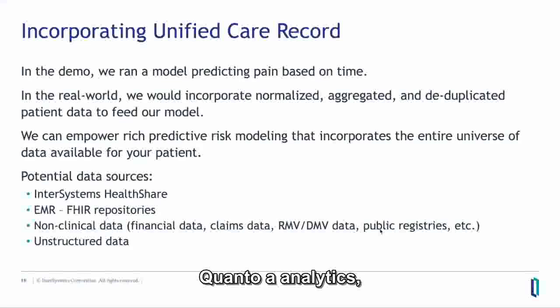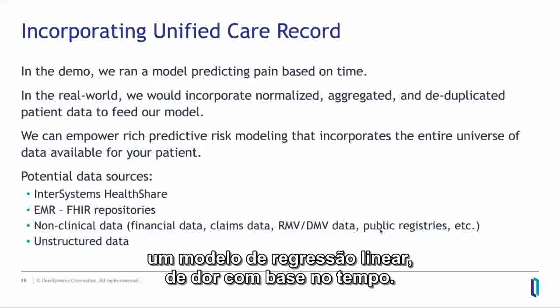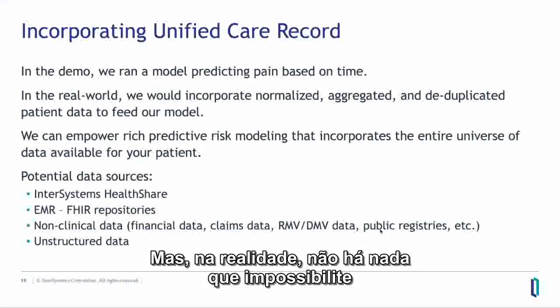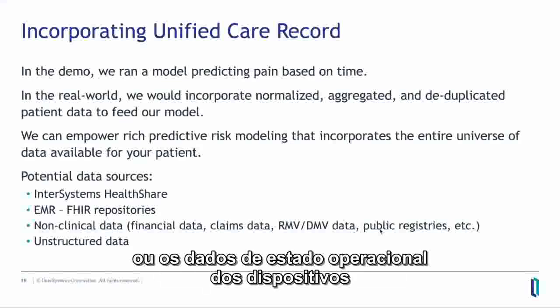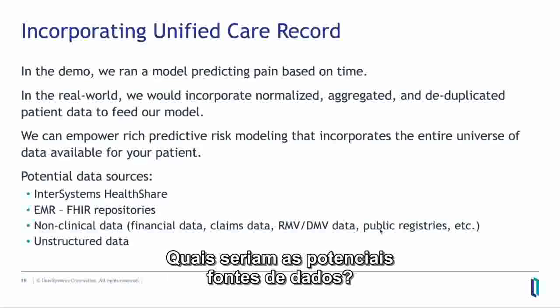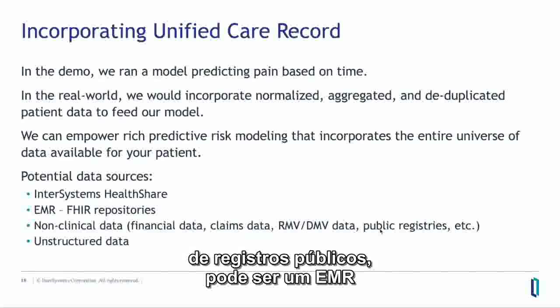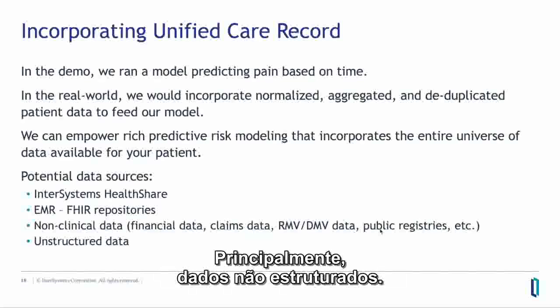So, analytics. In the demo, we ran a predictive model, a linear regression model on pain based on time. But in reality, there is nothing that would prevent you from incorporating clinical data or device operational state data into your data model. So what would be the potential data sources? Non-clinical data, like financials, public registries, it can be an EMR or any other file repositories. More importantly, unstructured data.